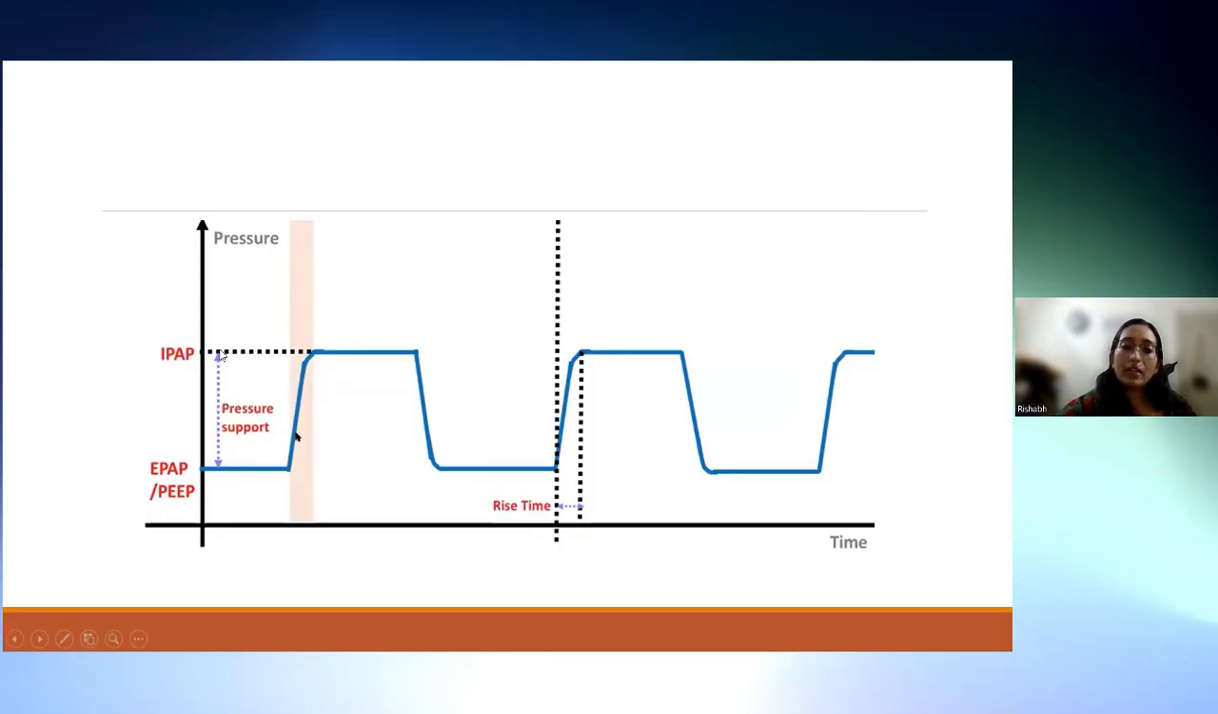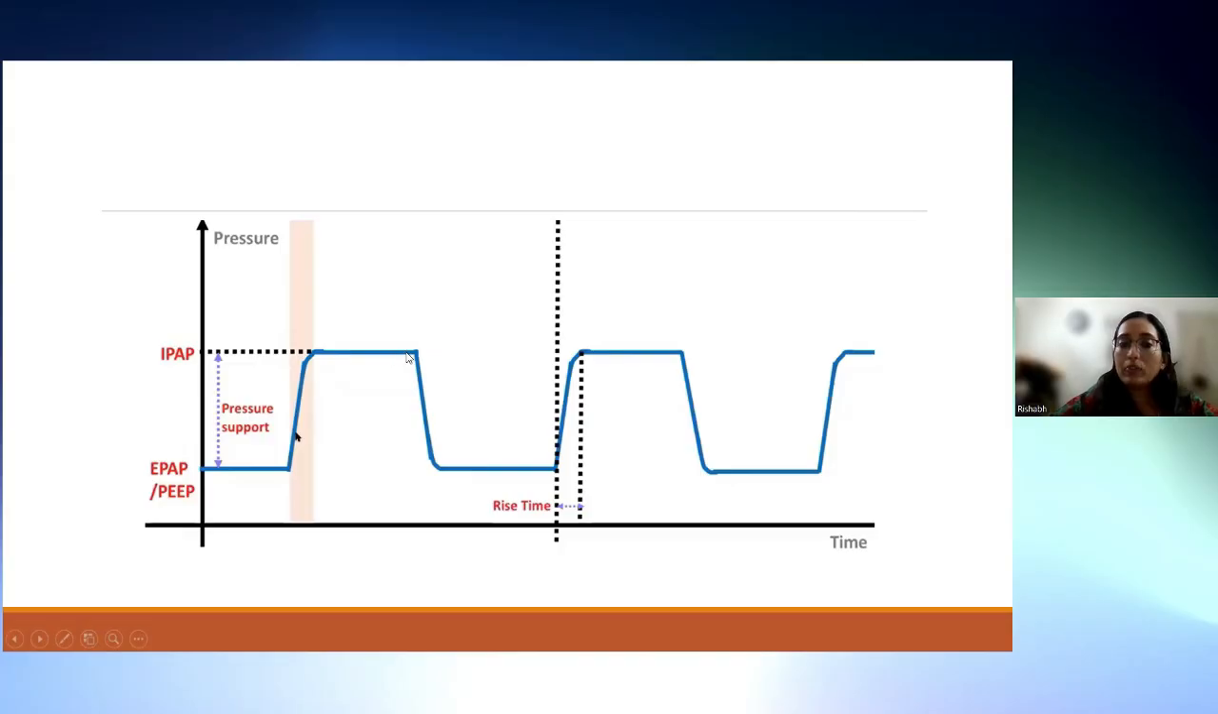So in NIV, we usually set two levels, like in a BiPAP. When we say BiPAP, there are two sets of pressures, an EPAP and an IPAP: expiratory positive airway pressure and inspiratory positive airway pressure. So EPAP is actually the baseline, and from here, when the patient starts breathing, he attains an IPAP. The difference between these is what is known as the pressure support, and this pressure support is the one which determines how much tidal volume is delivered.